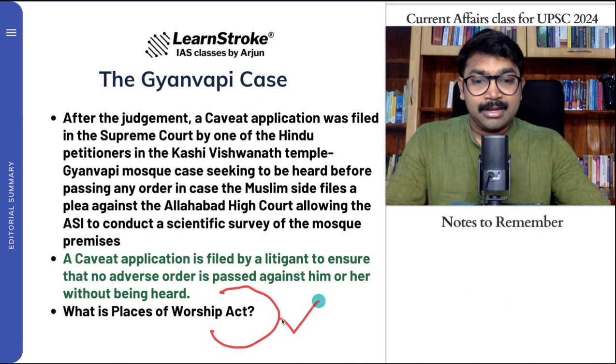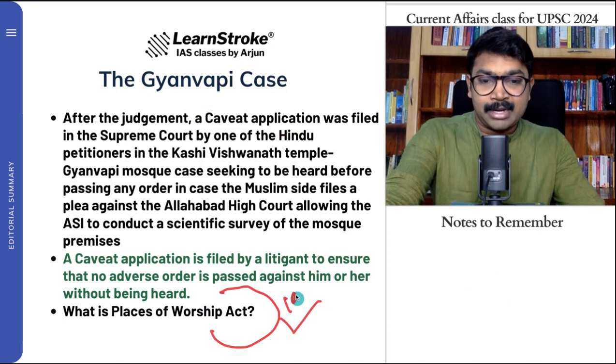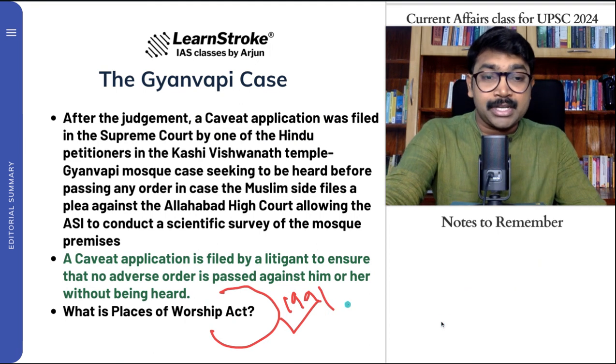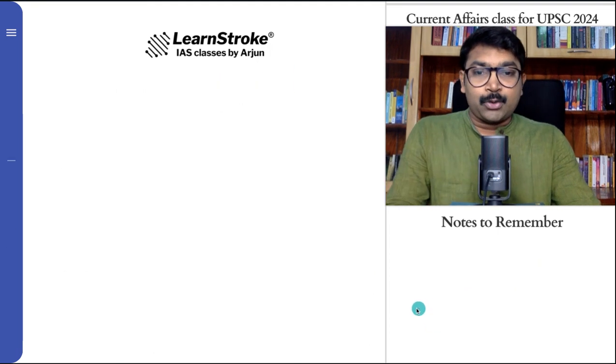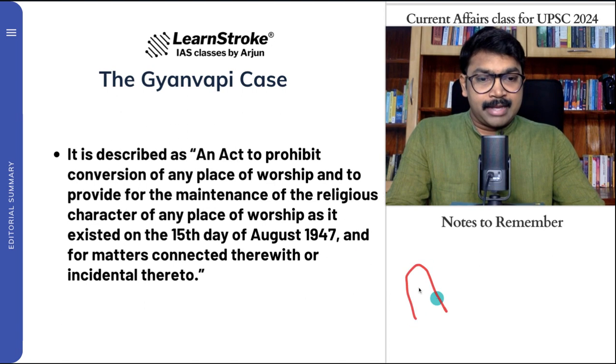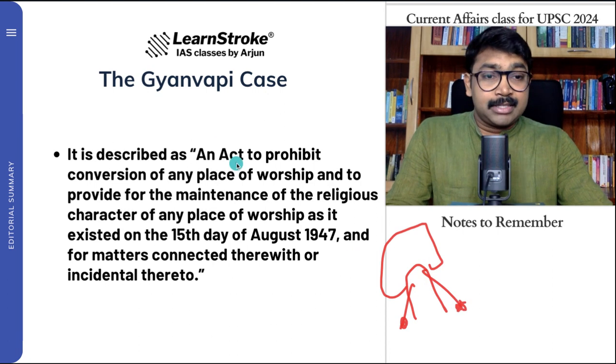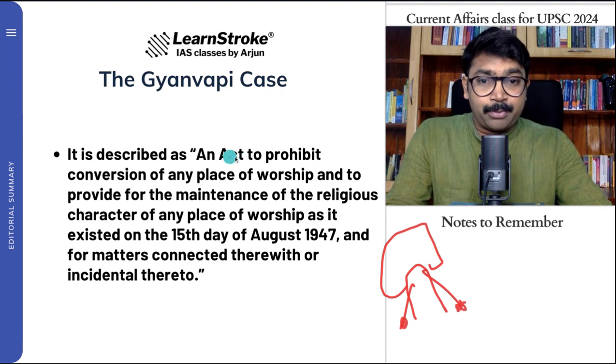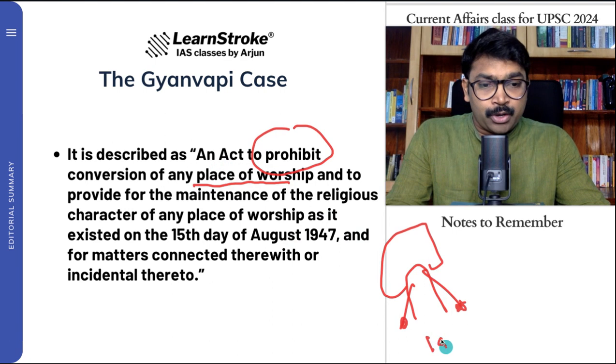And also, what do you mean by the Places of Worship Act? This is also important. Places of Worship Act 1991. What are the special provisions we need to understand? So let's take a close look at it. Imagine that this is a temple, a small temple. This Act clearly says that it prohibits conversion of any place of worship into other things. The date is 15th August 1947, the Independence date.